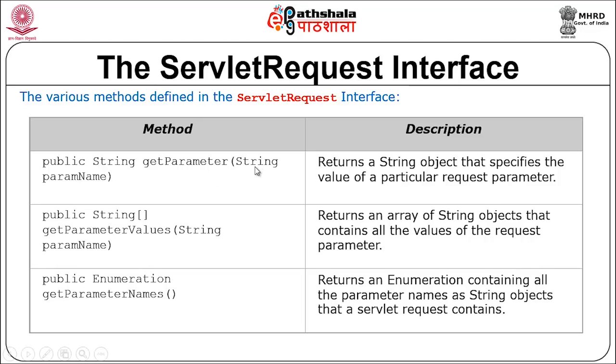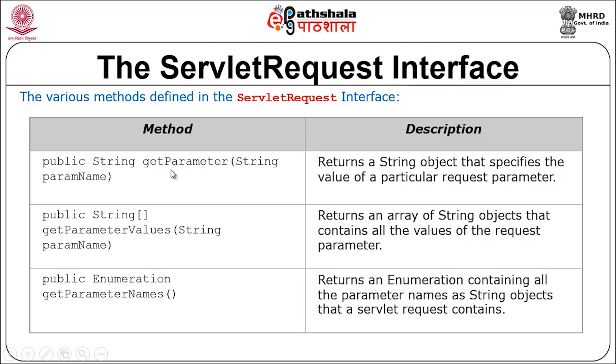So, as I told you, the servlet interface has the lifecycle methods. The servlet request interface is used to read the data from the request. The servlet request interface has a method called getParameter that returns a string, the value of the parameter, given the parameter name. So getParameter takes the parameter name and returns the value of the parameter.